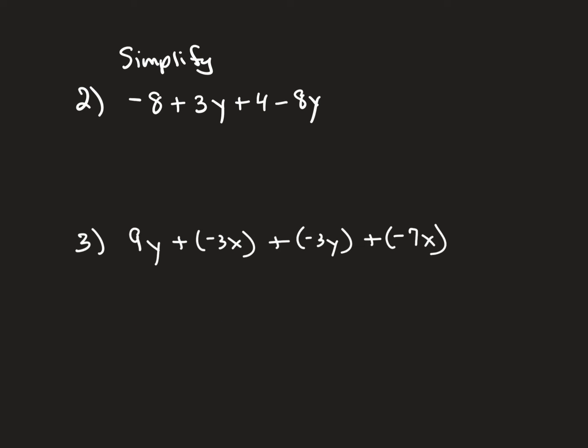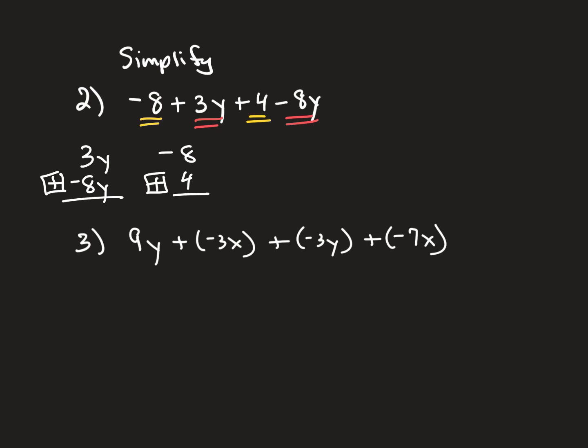Here is another problem. Notice in problem number 2, there are 1, 2, 3, 4 terms. So we're going to combine those like terms. We have 3y's and we have negative 8y's, so we're going to combine or add those terms together. And then the constants are the ones that have no letters, again, called constant terms. We have a negative 8 and a positive 4, and we're going to add those terms together.